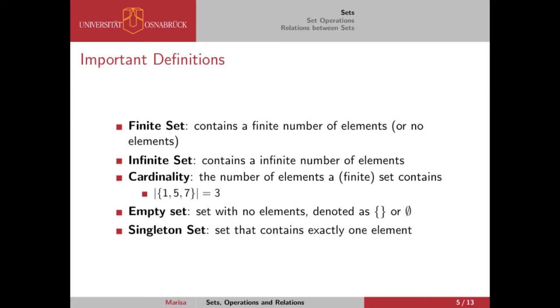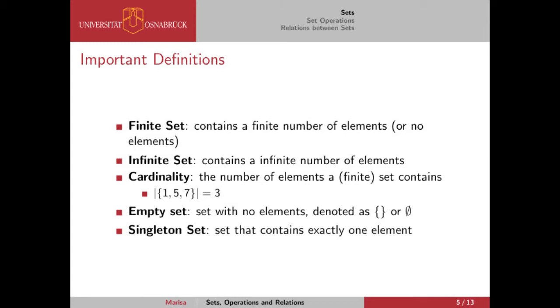As stated on the last slide, a set can also contain no element at all. This set has a special name, the empty set. We write it with curly parentheses without anything between them, or with this other sign that looks like a 0 or an O with a diagonal line. Another word that you might encounter is the singleton set. A singleton set is a set that contains exactly one element, no more, no less.